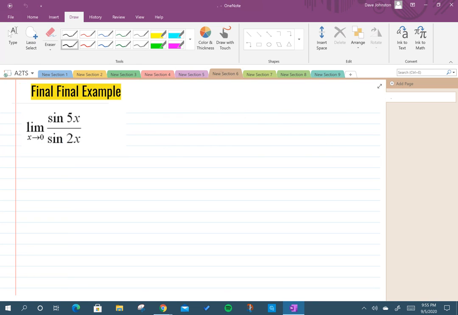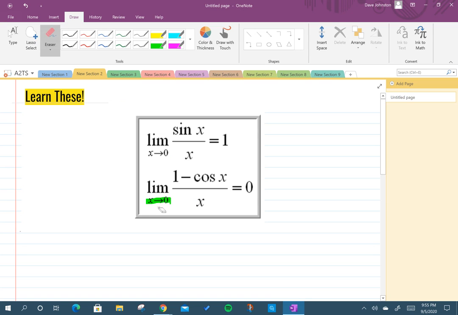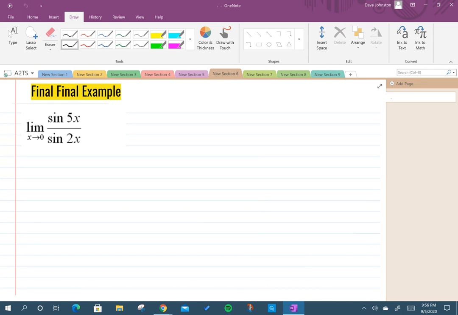Let's take a look at one more. One final example. Please copy this one down. I am assuming that there are going to be people that are going to say, it doesn't look like either one of these, Mr. Johnston. And I'm going to say, you're right, but I'm going to do one thing to make it look a little bit better. Once again, it's a limit.